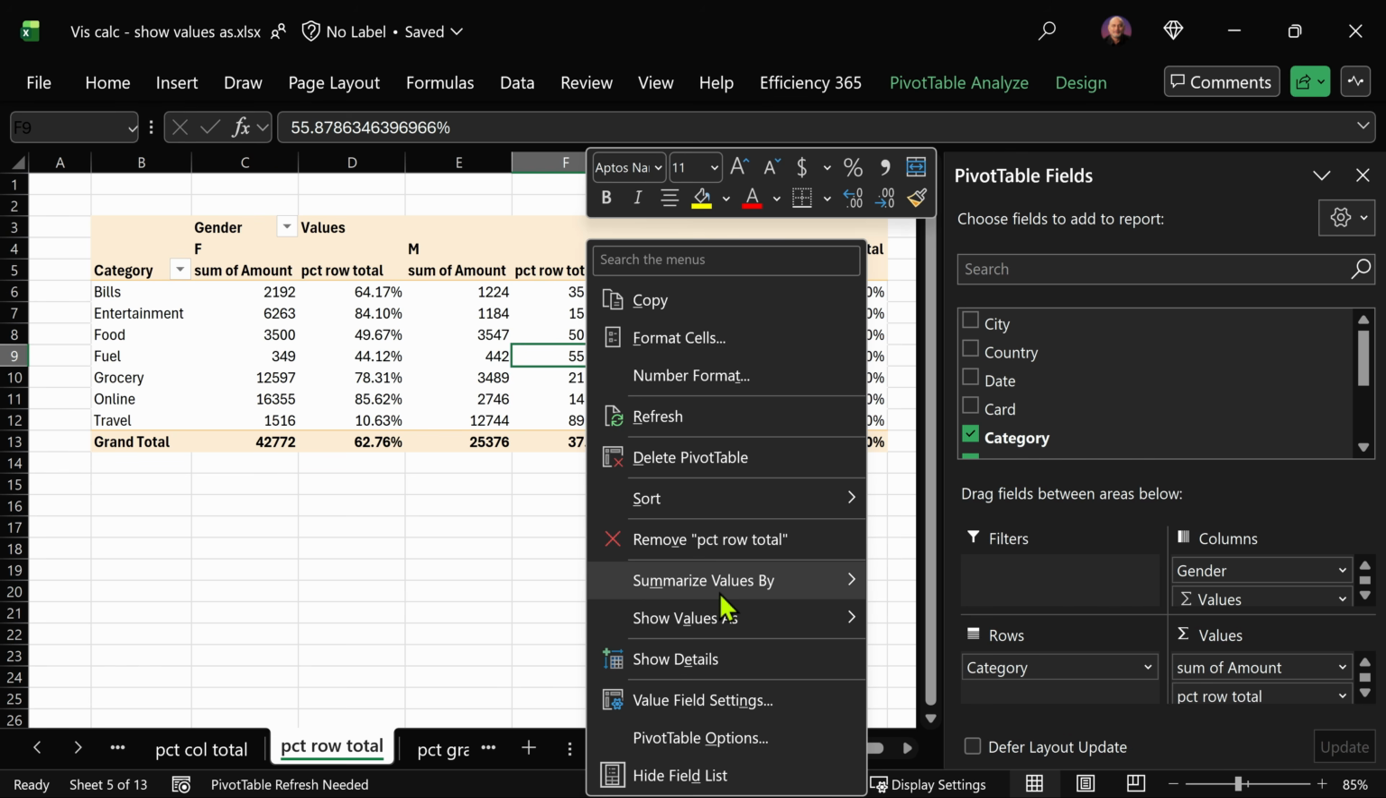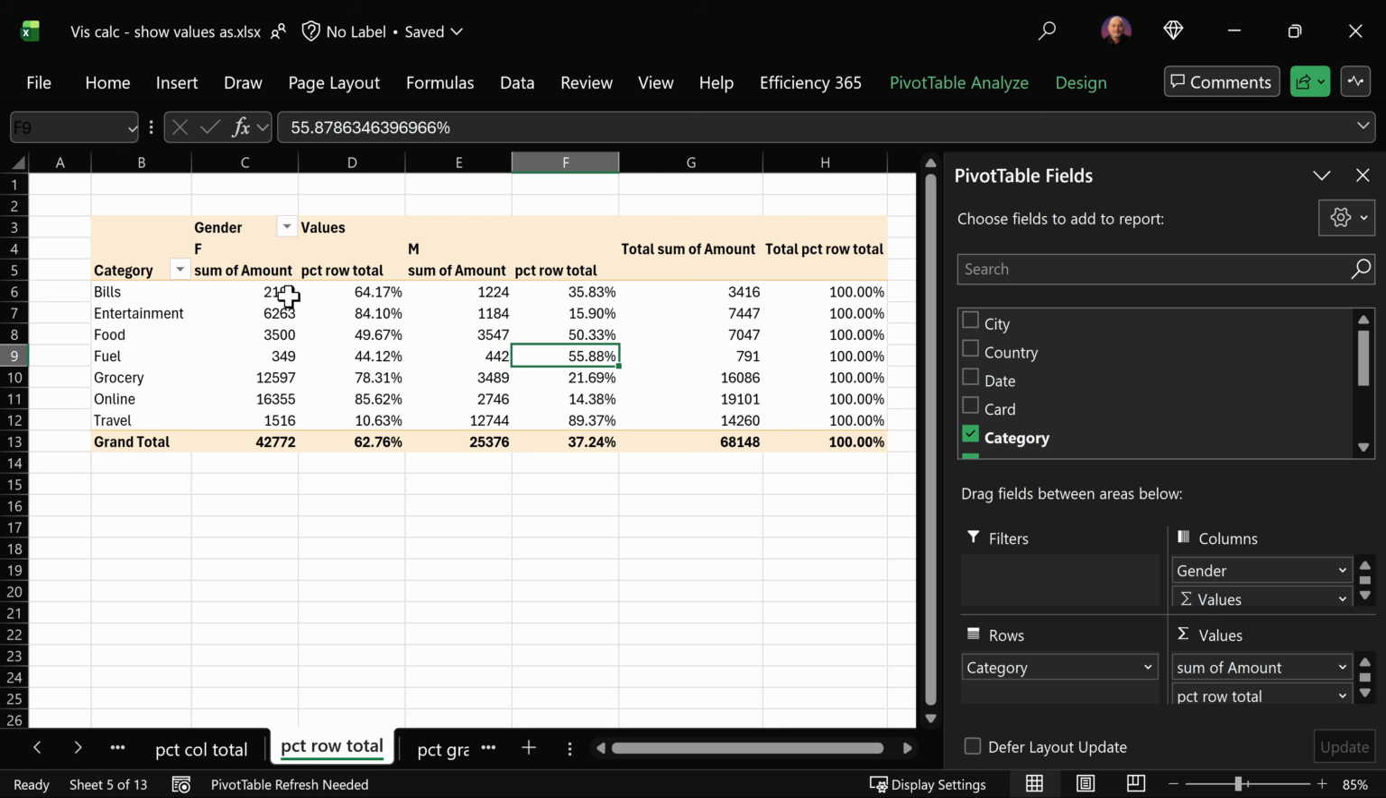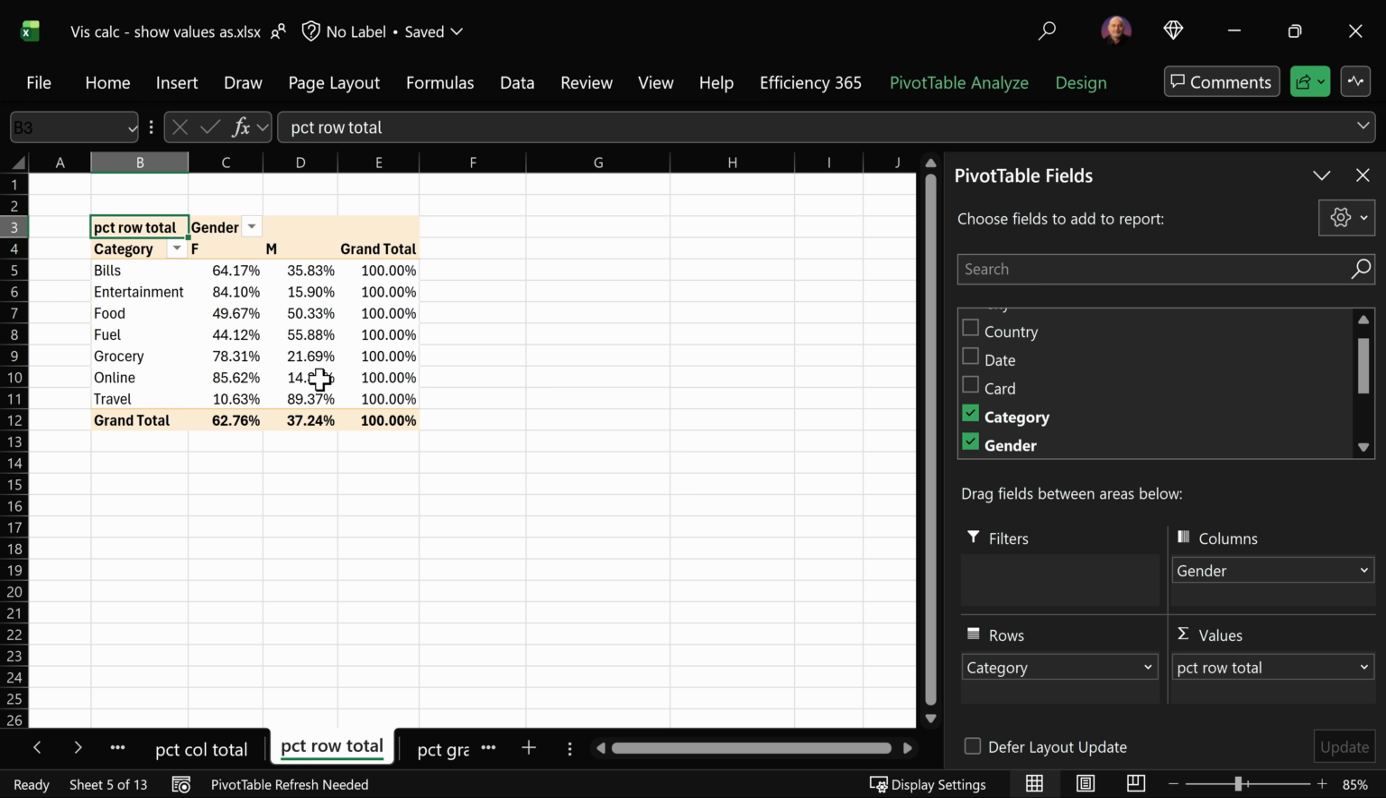How was it done? Very easy. Show values as percentage of row total. I have put the original value and the percentage together. Usually, it'll remove the original value and make it much more compact.